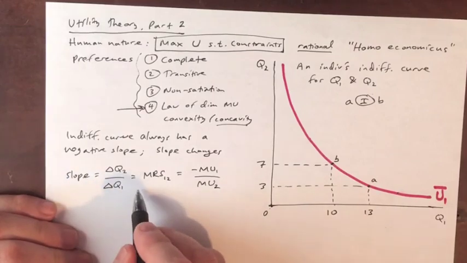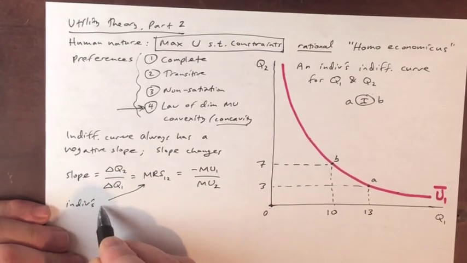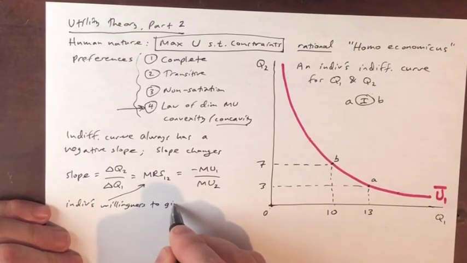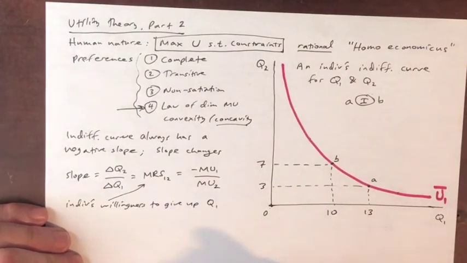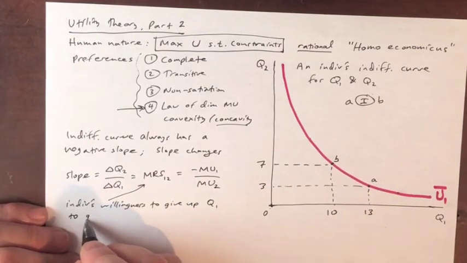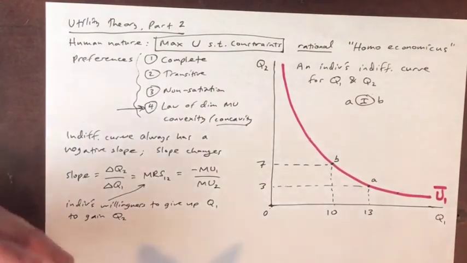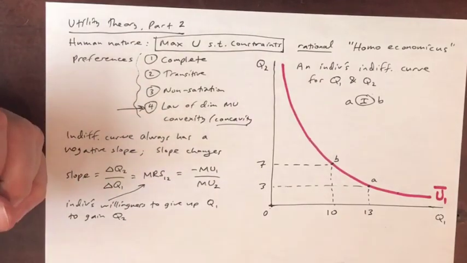Okay? And what this refers to, very important concept here, is this individual's willingness to give up some quantity of good 1 in order to then gain good 2, all right? So in other words, the marginal rate of substitution is a very, very important concept, right?